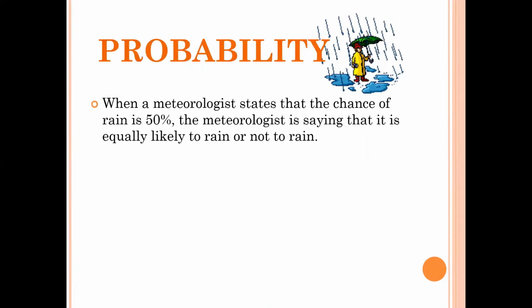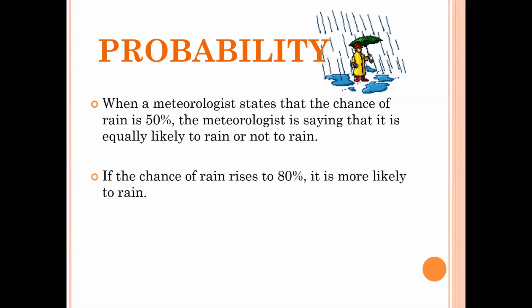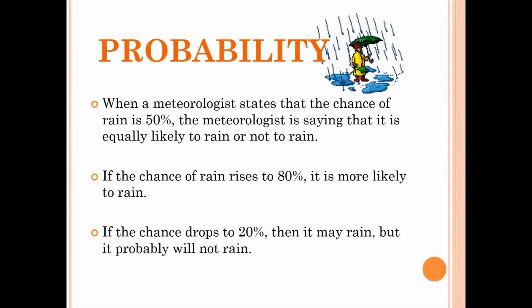Now we will look at some examples. When a meteorologist states that the chance of rain is 50%, the meteorologist is saying that it's equally likely to rain or not to rain that day. Now let's say the chance of rain has been increased to 80%. Now the meteorologist is saying that it's more likely to rain than not to rain that day. And now let's say that the chance of rain has dropped to 20%. Then it might rain, but the probability of it not raining is much more than the probability of it raining.